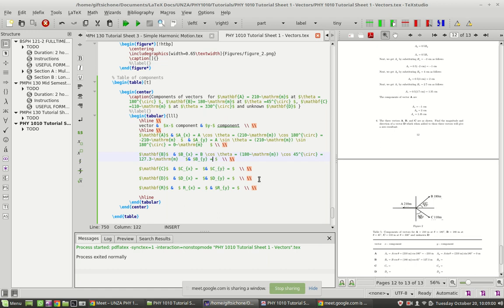Next, we move on to By. How do you get By? We're going to get 180 sine 45.